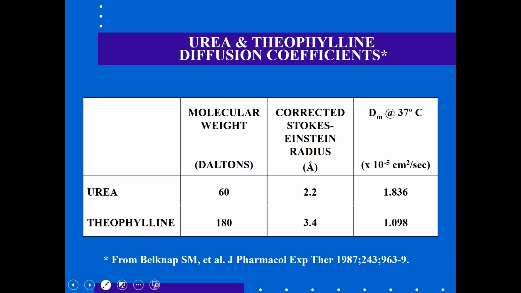And why should this be? Well, theophylline obviously is bigger than urea. It has a corrected Stokes-Einstein radius that's bigger. It should go more slowly. The free water diffusion coefficient is less, and yet it crosses capillary walls faster than urea. So the assumption is there is a facilitated transport carrier, as yet to be identified, that is responsible for this rapid transfer.